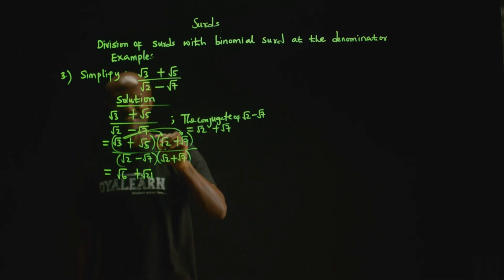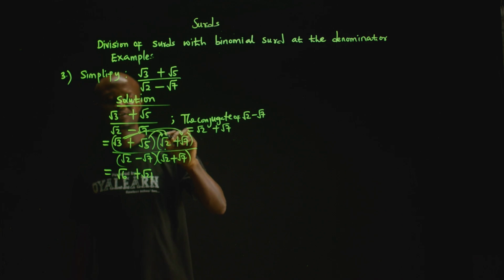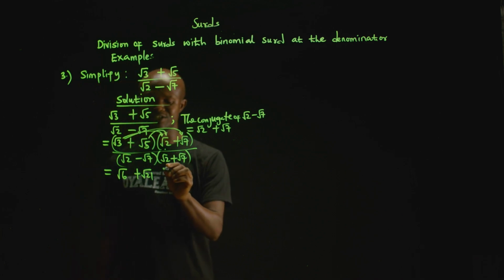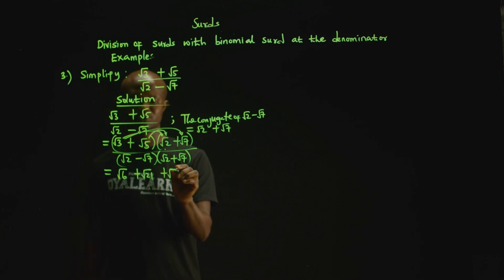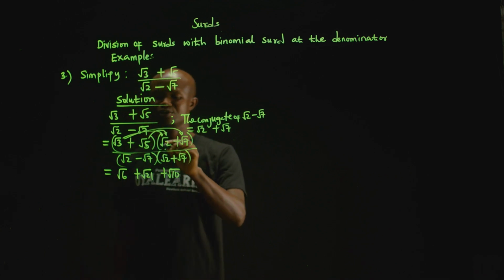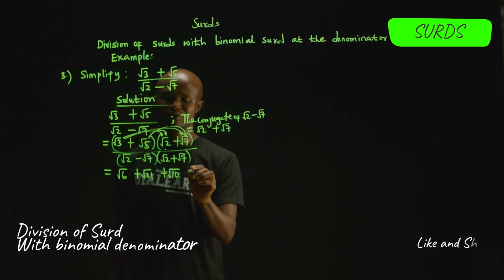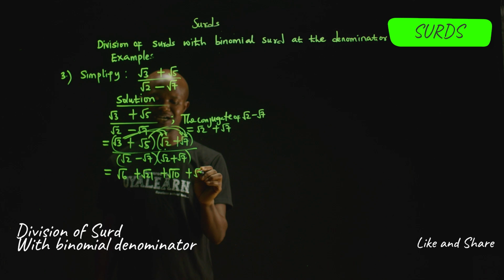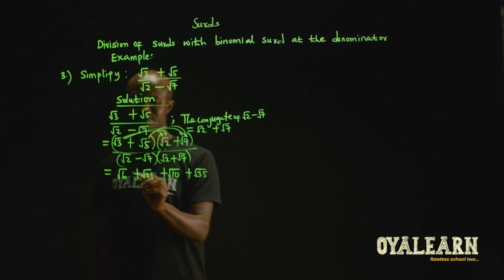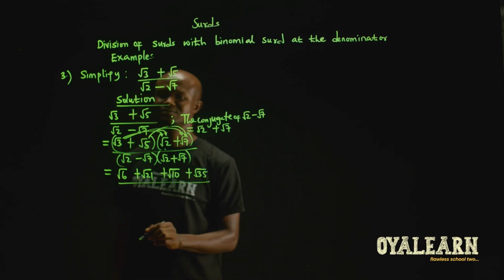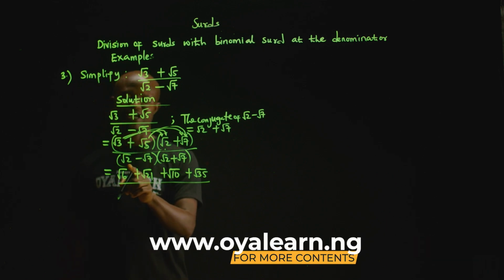Now we have used the first term. Now we use the second term to multiply root 2. That is root 5 times root 2, that is root 10. Then we use the same root 5 to multiply root 7, and that will give us root 35. All divided by what?